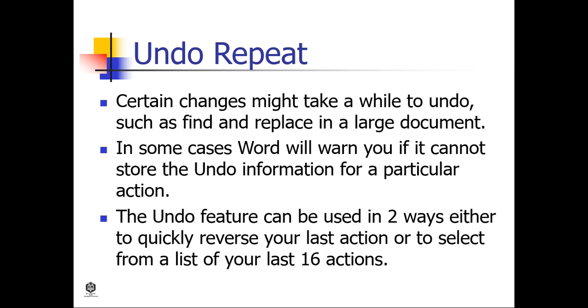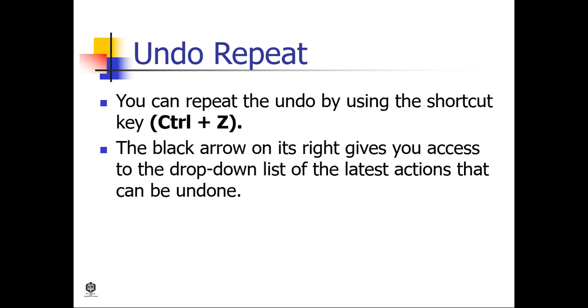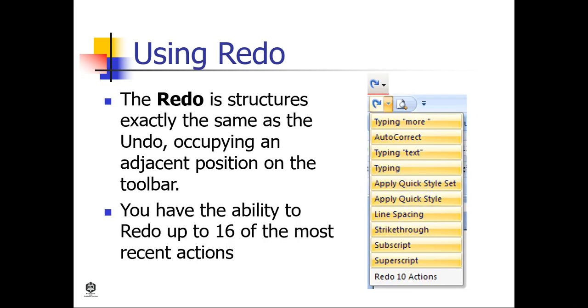The undo feature can be used in two ways, either to quickly reverse your last action or to select from a list of your last 16 actions. You can repeat the undo by using the shortcut key Ctrl Z. The black arrow on its right gives you access to the drop-down list of the latest actions that can be undone. How about using redo?